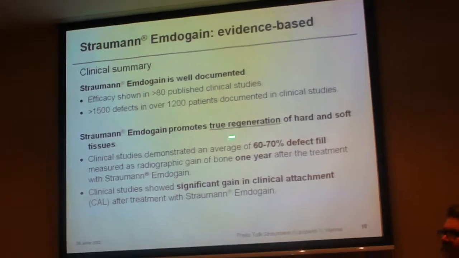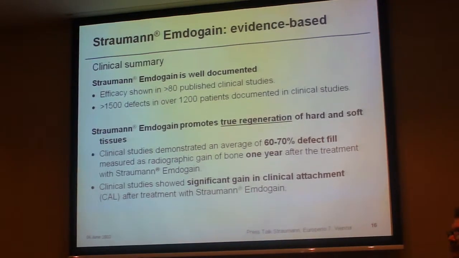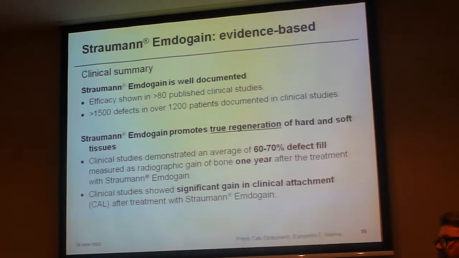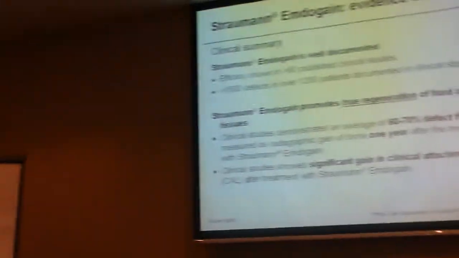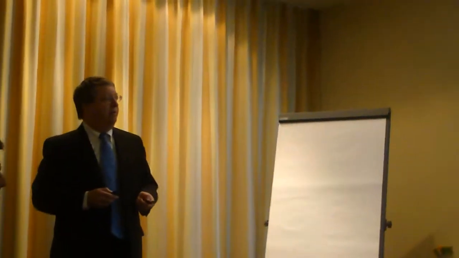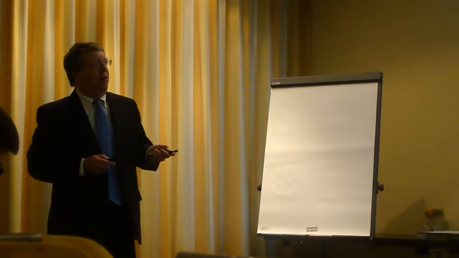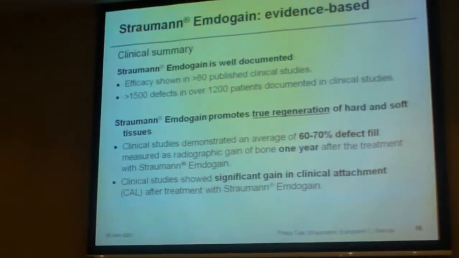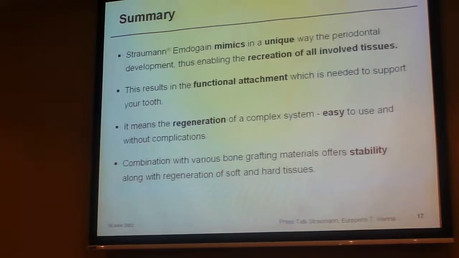And what this material does is it fills those defects around the teeth about 60 to 70%. So rather than lose your tooth, we can regrow these tissues so you can keep your teeth for a longer period of time. And we measure that with some measurements called attachment levels when we look around your teeth, and we can show that you regrow the tissues around these teeth.